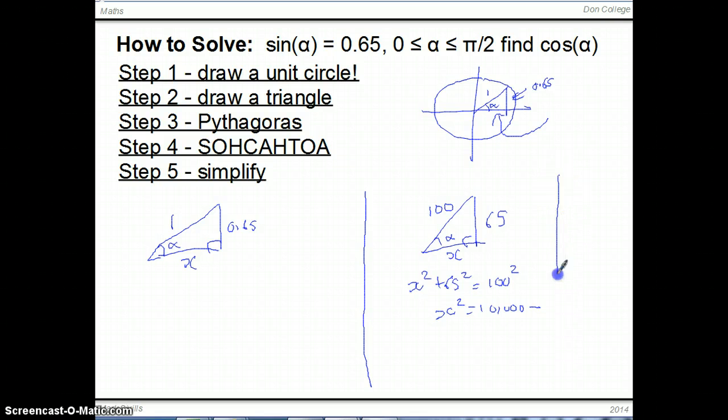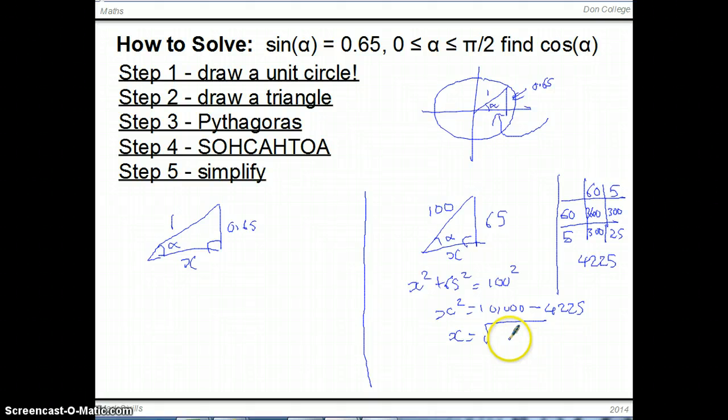Now, do a bit of side working here. 65 squared, 65 times 65. Without a calculator, I would recommend breaking it down into 60 and 5 times 60 and 5. That's going to give you 3,600, 300 from the 5 times 60, 300 from the 5 times 60, and 5 times 5 will give you 25, giving us a total of 4,225. So x is the square root of 5775.